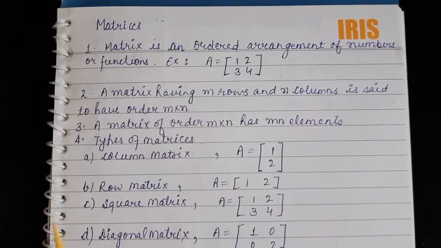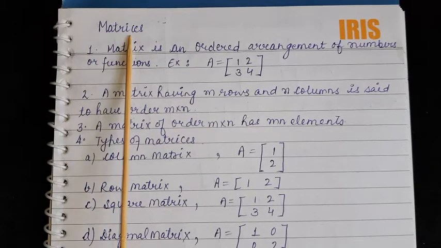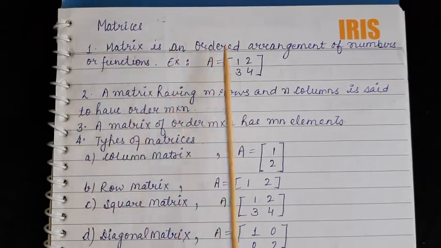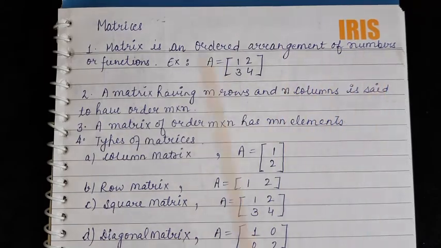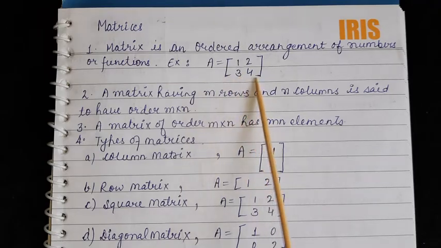Hello students. So today we will do a quick revision to our chapter matrices. Let's start with the meaning of matrix first. Matrix is an ordered arrangement of numbers or functions. For example, here we have given one example of a matrix.